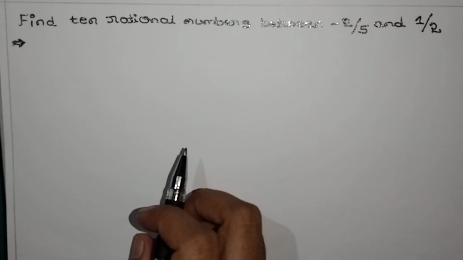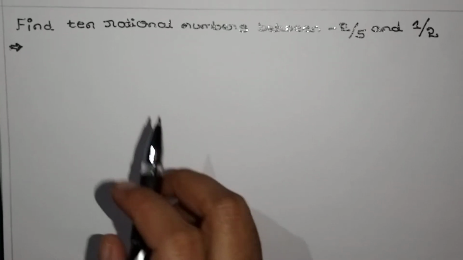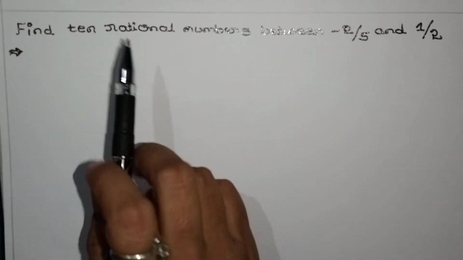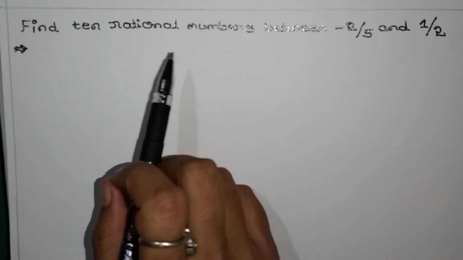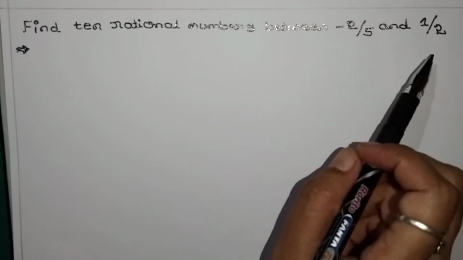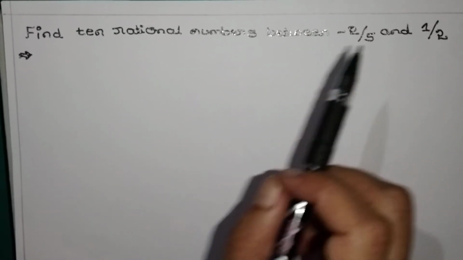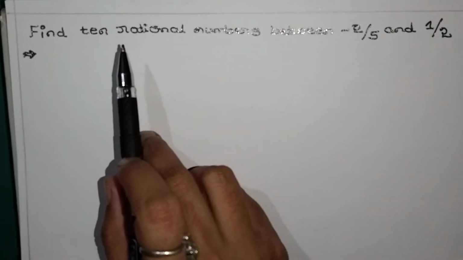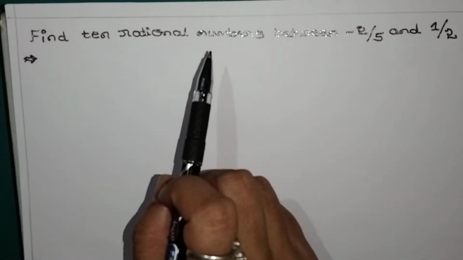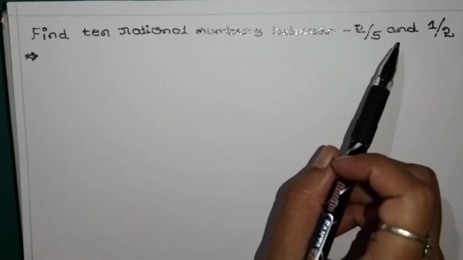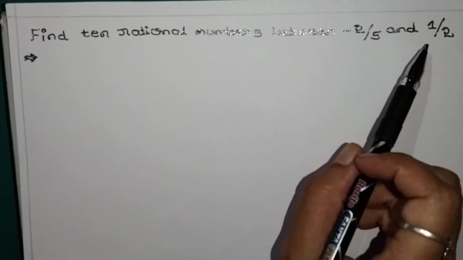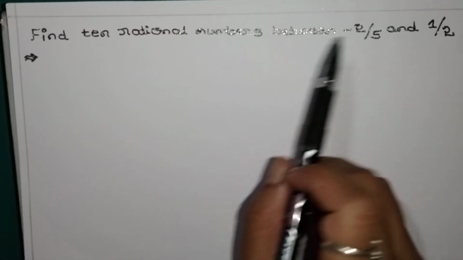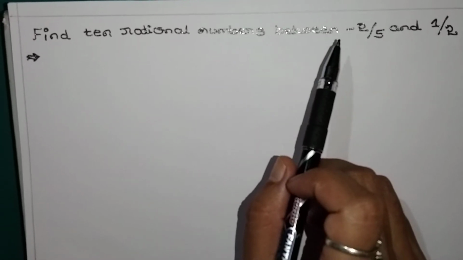In today's class, we are going to study how to find rational numbers between two rational numbers. So here we are going to find 10 rational numbers between -2 by 5 and 1 by 2. So let's see how to find the rational numbers between two rational numbers.